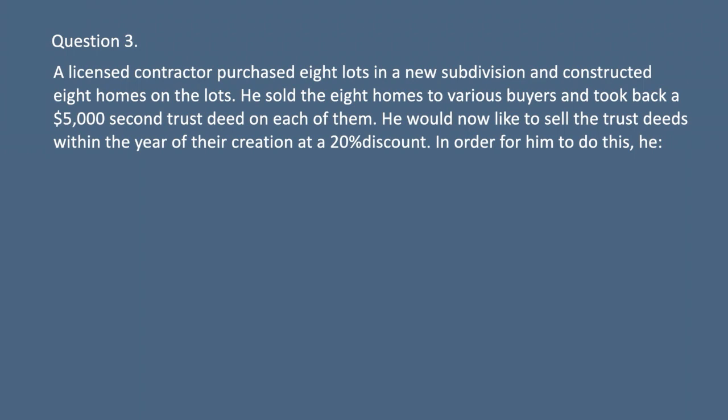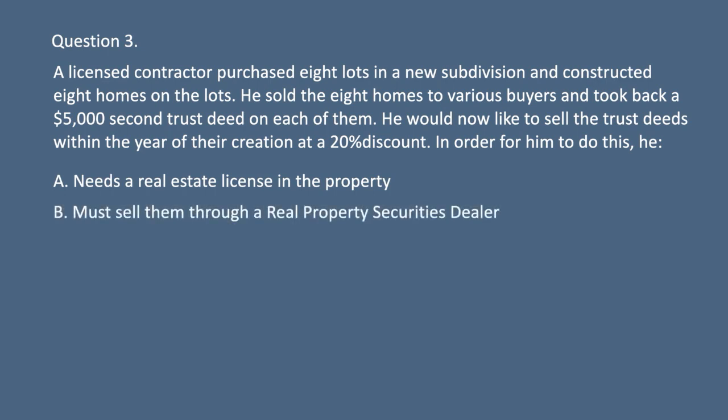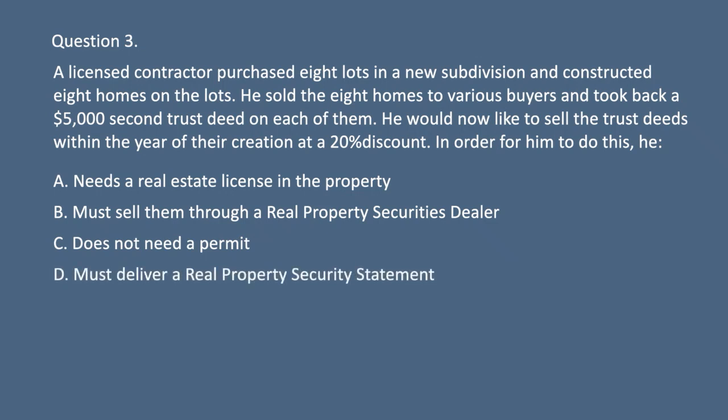Question 3. A licensed contractor purchased 8 lots in a new subdivision and constructed 8 homes on the lots. He sold the 8 homes to various buyers and took back a $5,000 second trust deed on each of them. He would now like to sell the trust deeds within the year of their creation at a 20% discount. In order for him to do this, he A. Needs a real estate license. B. Must sell them through a real property securities dealer. C. Does not need a permit. D. Must deliver a real property security statement.